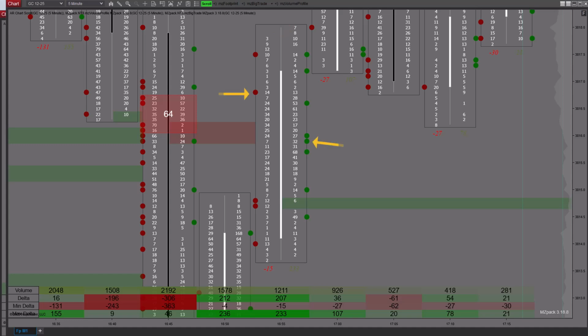Red and green dots highlight areas where the difference between buyers and sellers is twofold or greater. These colored stacks represent zones of market imbalance, where price is likely to react. The thicker the stack, the stronger the signal and the higher the reliability.